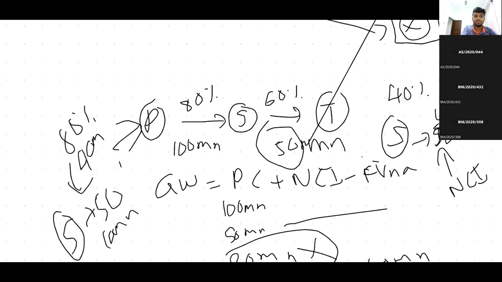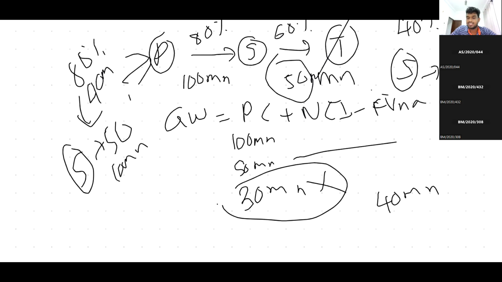But here what you are going to do? You are going to make the financial statement of company P, the parent company. So therefore you need to go to the other side. So the 40 million is the purchase consideration here. Is that clear?